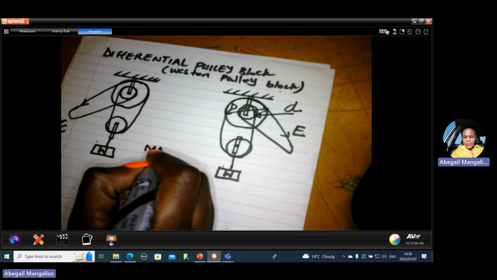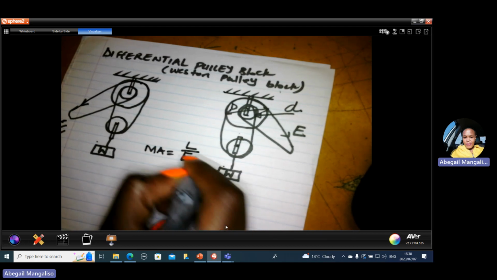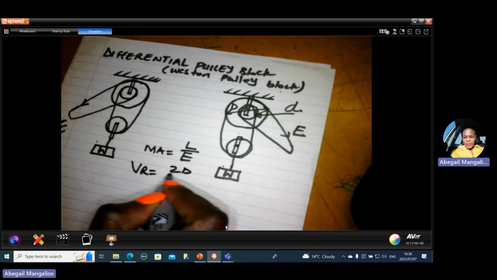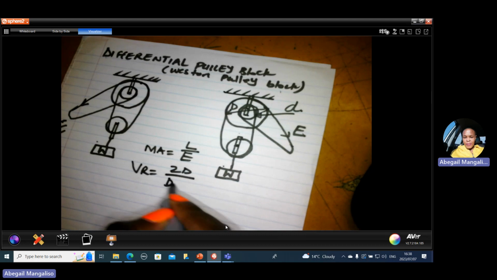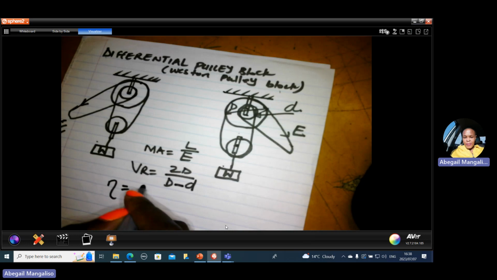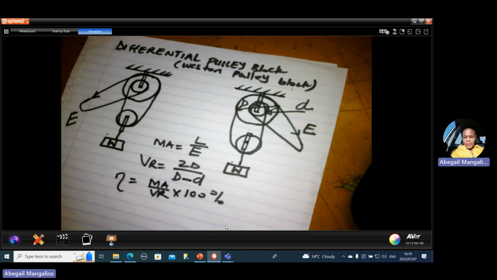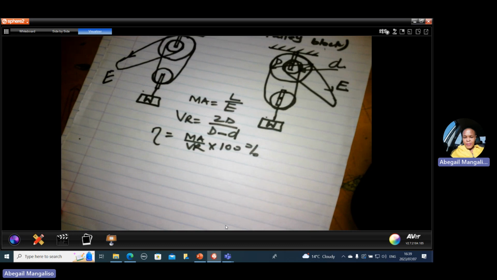Mechanical advantage for both is load over effort. But the velocity ratio of this one is twice the bigger diameter divided by the same diameter that is on the numerator, capital letter D minus d. Efficiency doesn't change for all of the machines. It is MA divided by VR times 100%. So for any lifting machine, the formula of efficiency does not change.